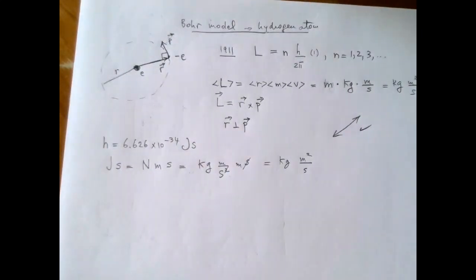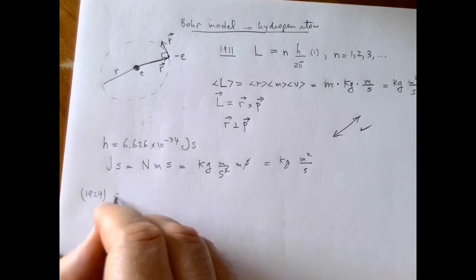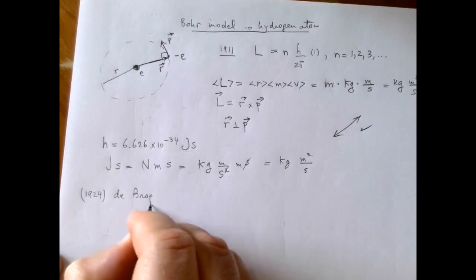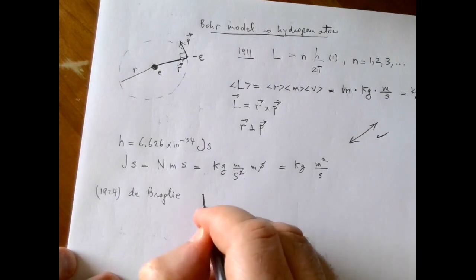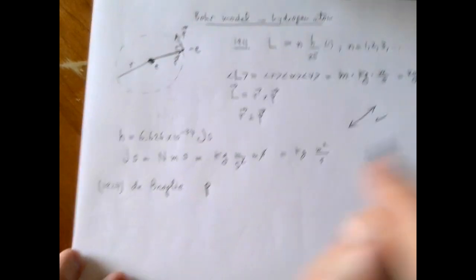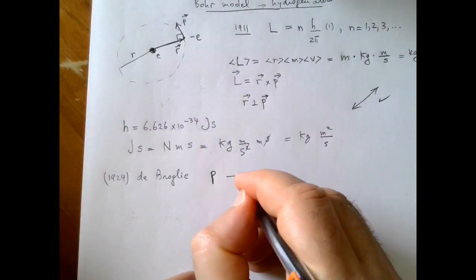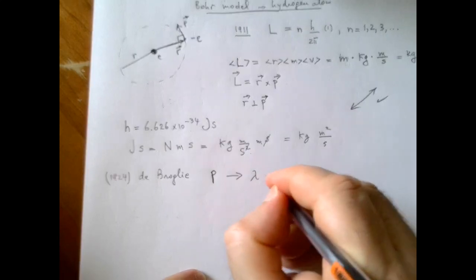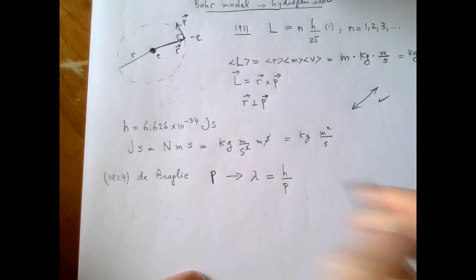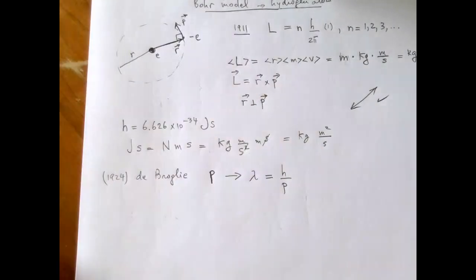What does it have to do with standing waves? We know that in 1924, de Broglie hypothesized that for any particle of momentum p, there is a wave associated with it of wavelength lambda, and the wavelength lambda is related to the momentum p by lambda equals h divided by p.